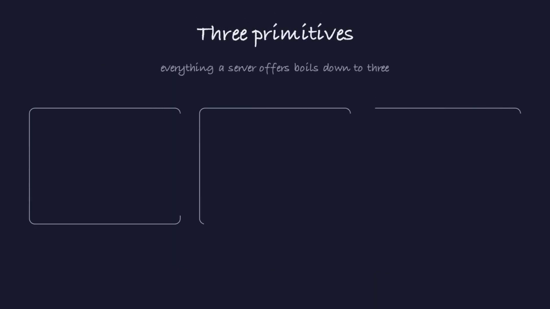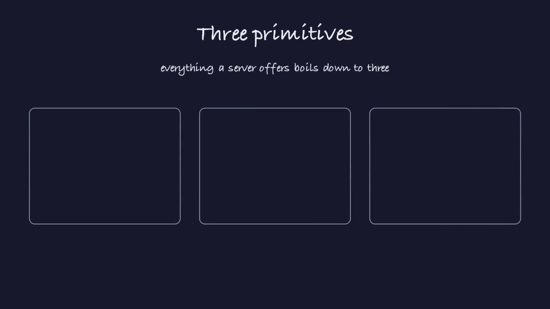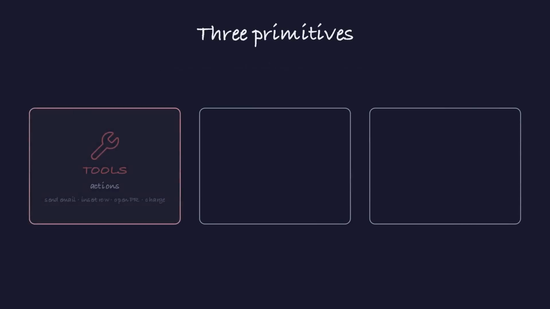Now, what can a server actually offer? Everything boils down to 3 primitives. 1. Tools. These are actions, functions the AI can call to make something happen: send an email, insert a database row, open a pull request, charge a payment. Tools do things. They're the most powerful and the most security sensitive.